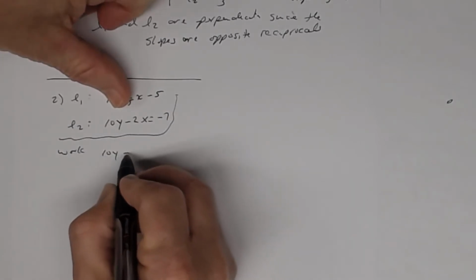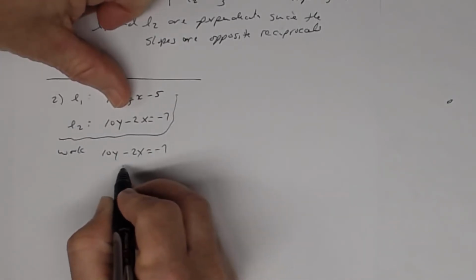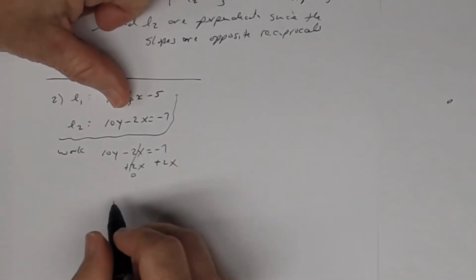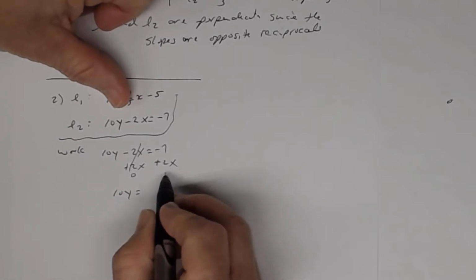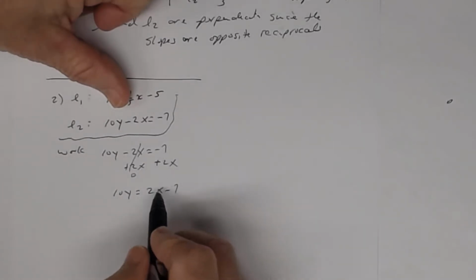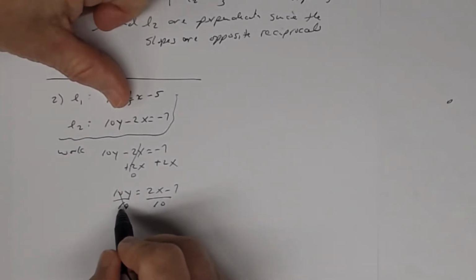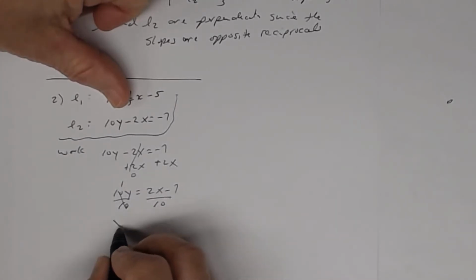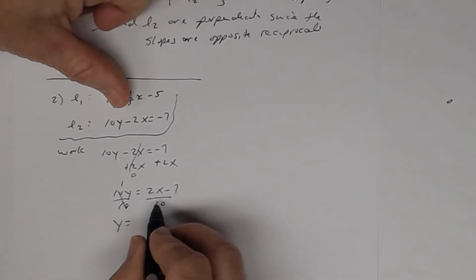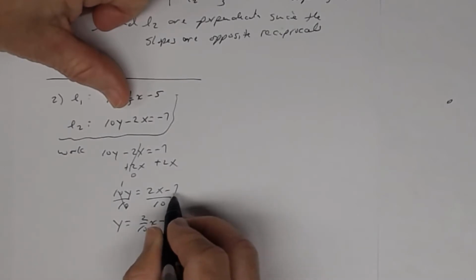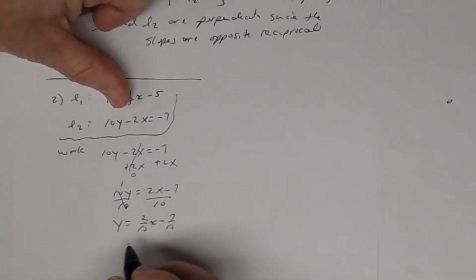So 10y minus 2x equals -7. I'm going to add 2x to both sides. So -2x and 2x is 0, and we get 10y equals 2x minus 7, right? And then divide both sides by 10 to get y by itself. 10 divided by 10 is 1, and 1 times y is y. So I get y equals 2/10 x minus 7/10. Reduce the 2/10, so that's y equals 1/5 x minus 7/10.